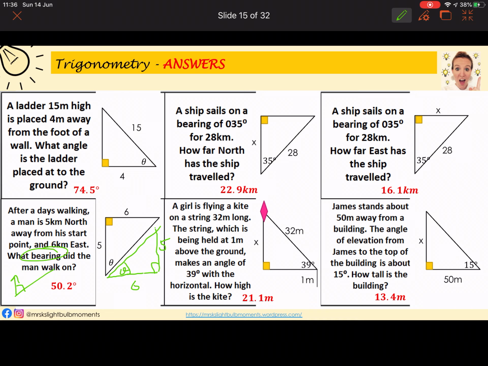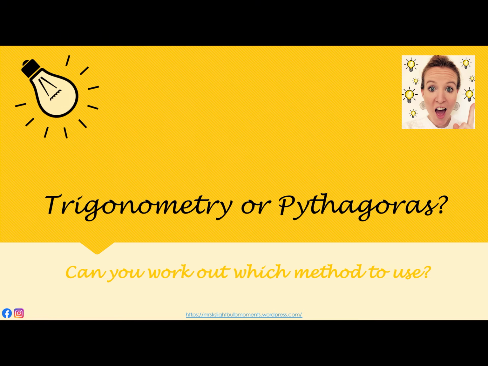Right, let's end with a quick quiz on whether we're going to use trigonometry or Pythagoras. With these questions, either shout at the screen, trigonometry or Pythagoras, or both, or write down, if you've got a little piece of paper with you, T or a P, or both. If you're thinking both, try and write what order you'd use them in as well. Okay, we're going to be quite quick with this.